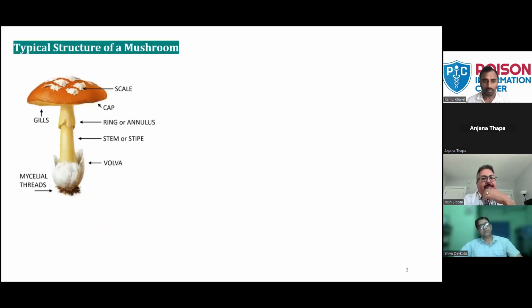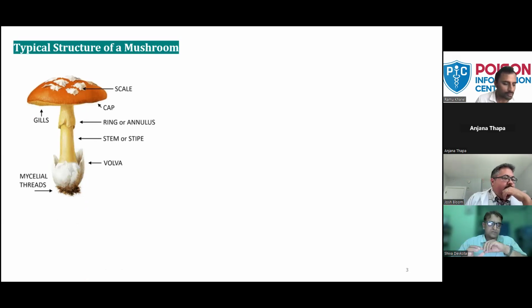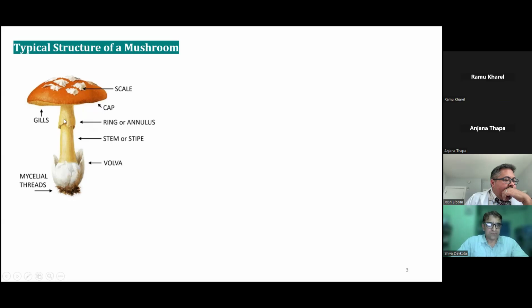Talking about the typical structure of mushrooms, because many of us might not know about it. The important features of mushrooms are, as Dr. Bloom already said, we need to look for the volva, the sac-like structure, which we normally miss. There are also scales on the cap. These are common but unnoticed features. And there might also be a ring or annulus-like structure. So this is the typical mushroom.